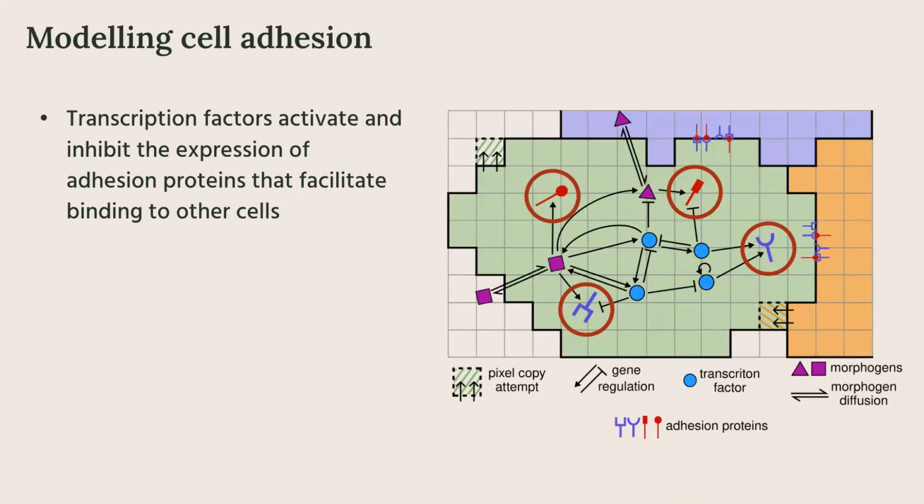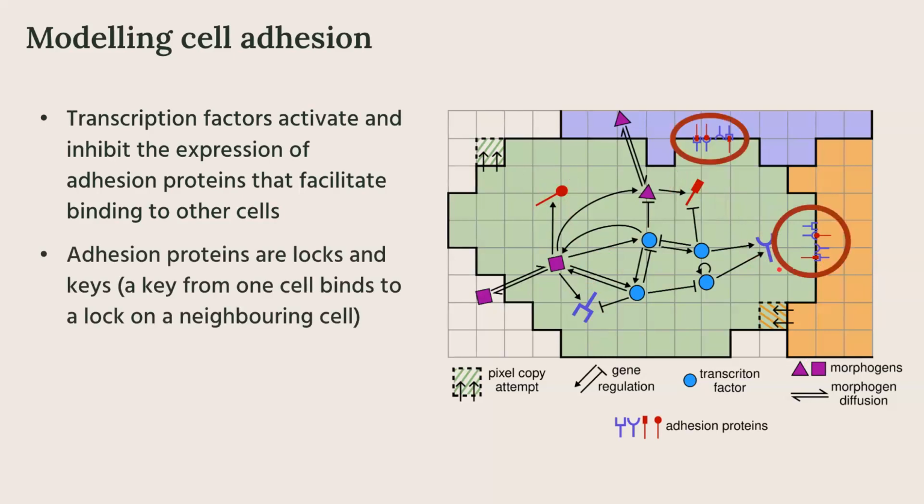So the next thing I model is cell adhesion. So the transcription factors can activate and inhibit the expression of these adhesion proteins that I've circled here in these red circles. And these adhesion proteins are going to facilitate binding to other cells. And the way that binding works is via a lock and key mechanism. So if one cell expresses a lock and a neighboring cell expresses the corresponding key, the lock and key will bind together and increase the strength of adhesion between those two cells.